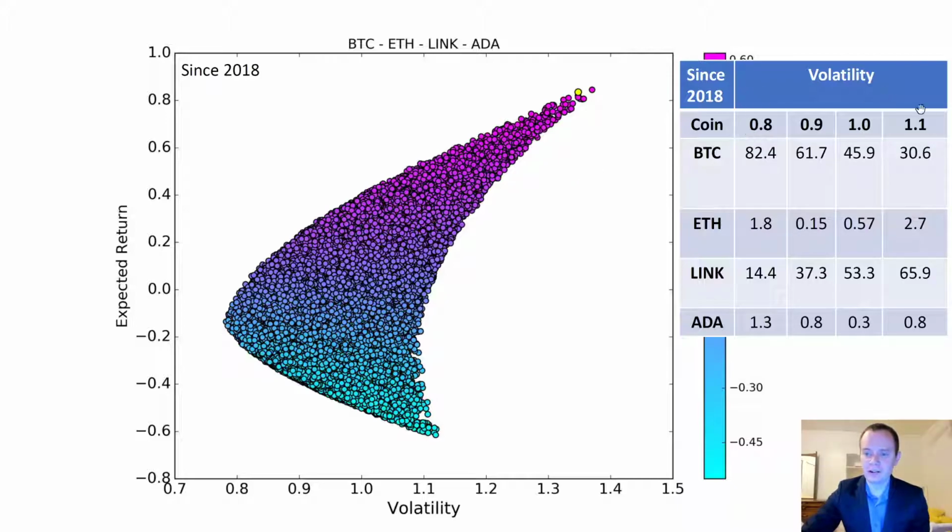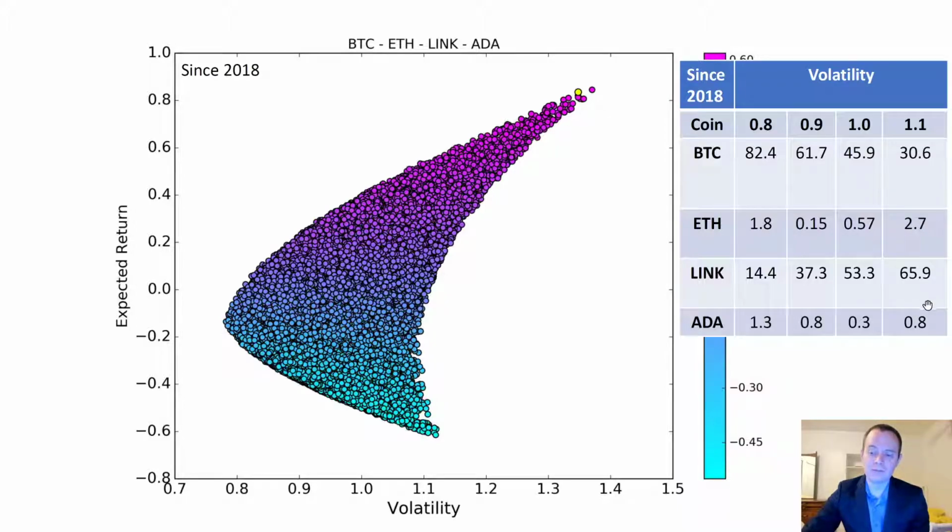So given various volatility levels or risk levels, you can see the different portfolios. For among the lowest volatility, based on data since 2018, you would want 82% Bitcoin and 14% Link with small amounts of Ethereum and ADA. If you're willing to push your risk to a higher level, say a volatility of 110%, you're only going to be holding 30% Bitcoin and 66% Link, and small amounts of ETH and ADA.